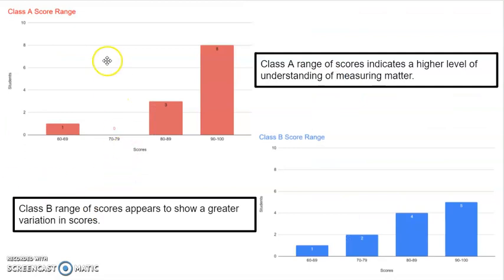So just some more graphs here to compare the Class A score range and the Class B score range, which show that Class A scores indicate a higher level of understanding of measuring matter, and Class B scores appear to show a greater variation in their understanding of measuring matter.